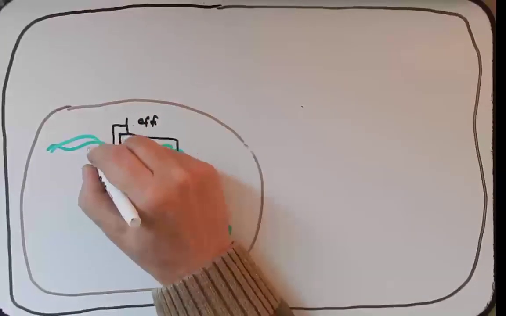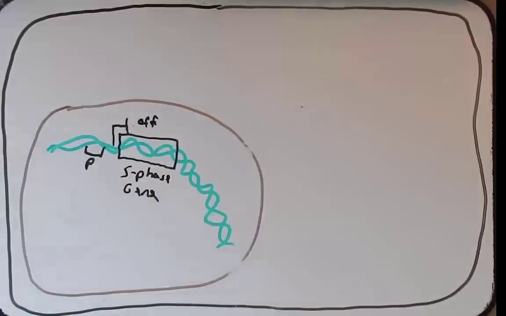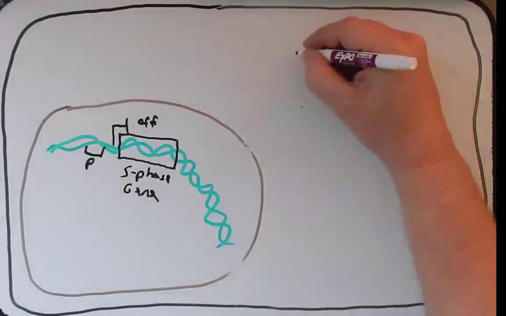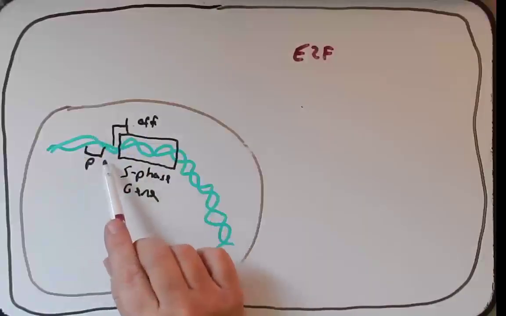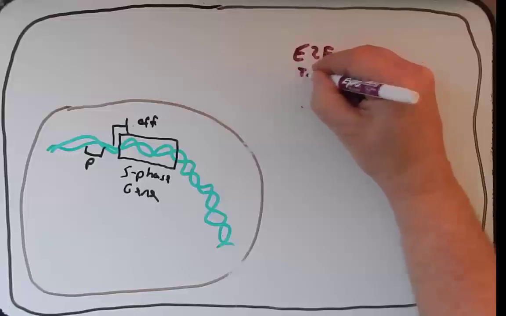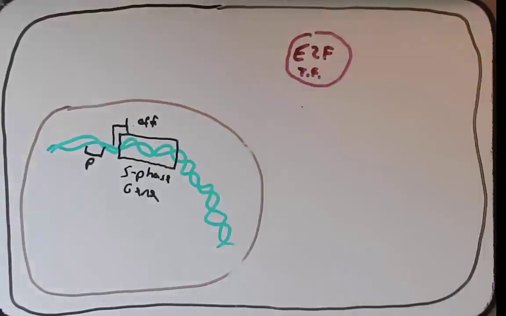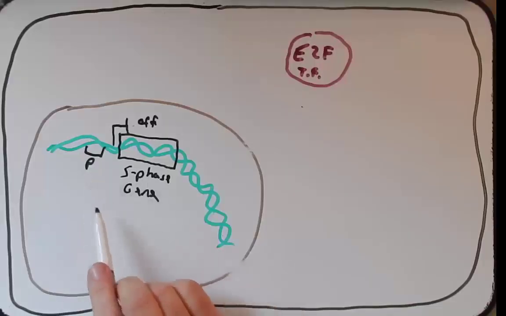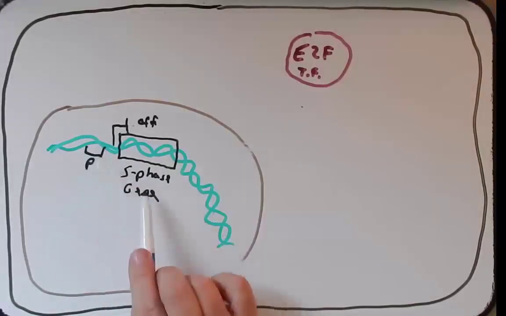Let's also draw where a promoter might be for this gene, so that we can see that it is not activated. In order to activate it, there is this protein called E2F. E2F needs to enter into the nucleus and bind to the promoter to activate transcription. So E2F is a transcription factor. So let's just write TF under here, so we remember that it is a transcription factor. Now, we don't always want E2F in here, because if there are mutations present or the cell is not ready to enter S phase, we don't want this gene to be transcribed.